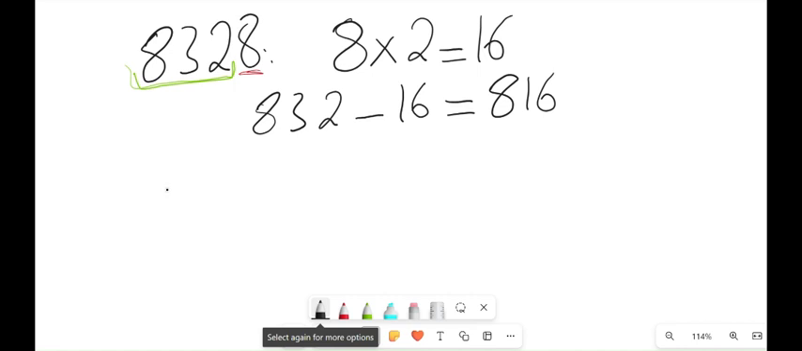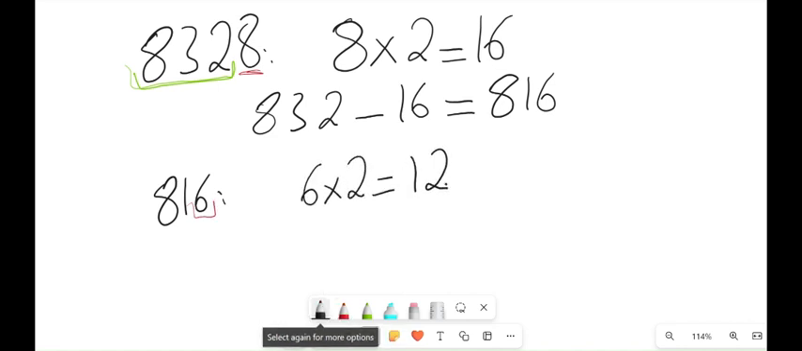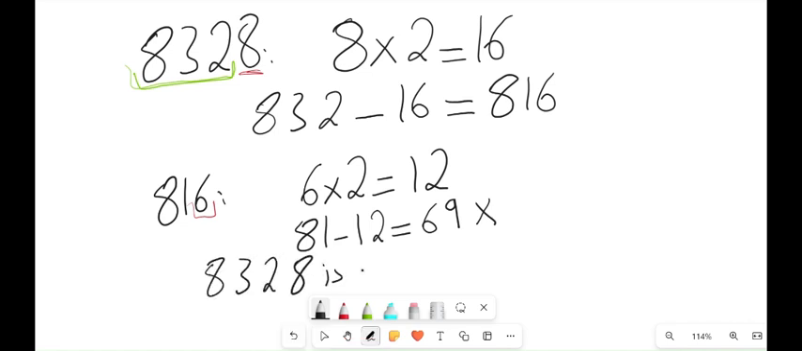What I do is take the remaining number and repeat the process for it. This means I will take the 6 and double it, so I get 12. Then I will do 81 minus 12, which will give me 69. You can check that. 69 is not a multiple of 7 because 70 is the closest multiple of 7. For this reason, the number 8328 is not divisible by 7.